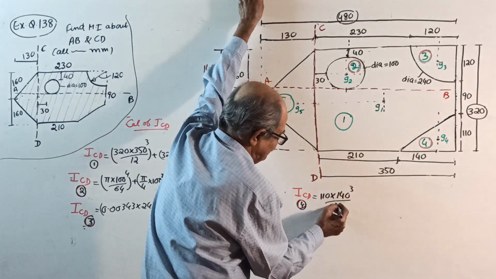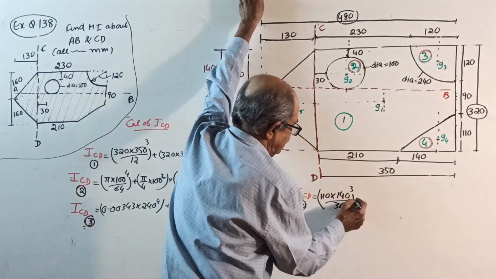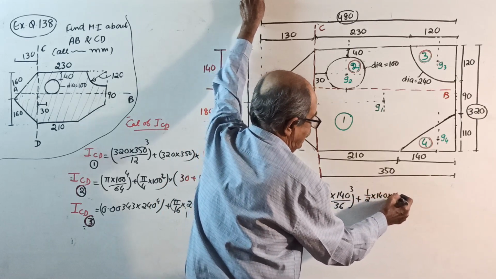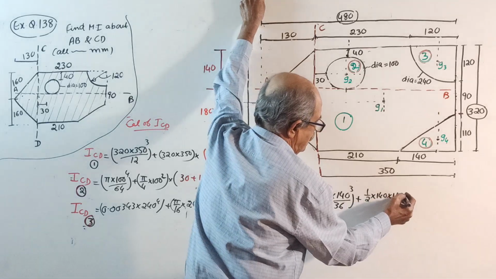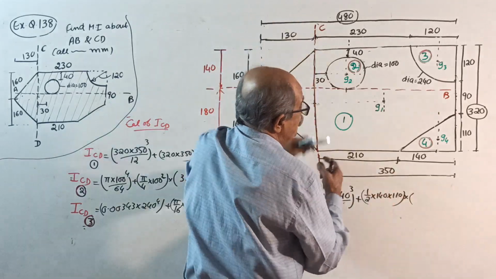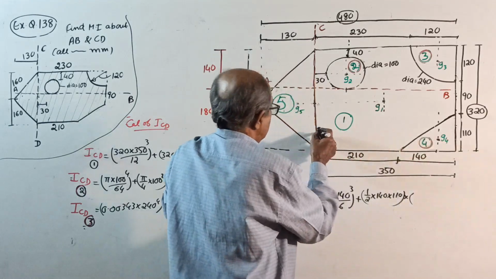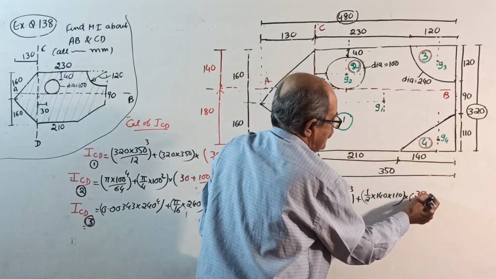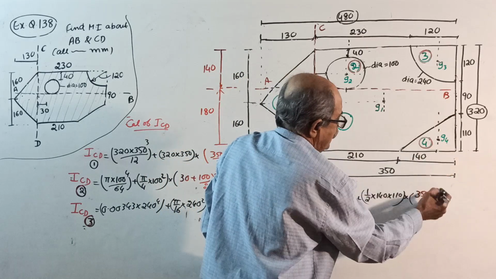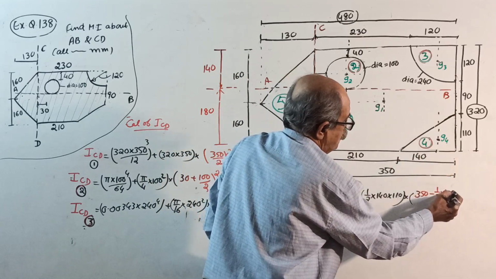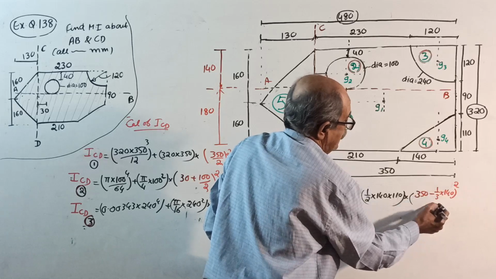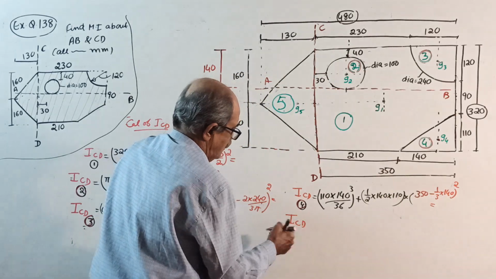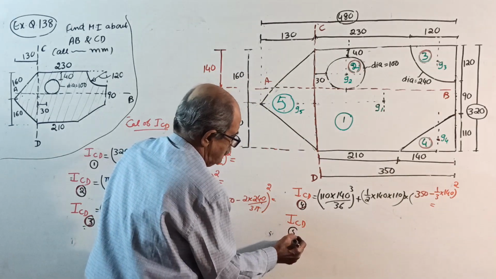By mistake I was about to write 12, because there are too many rectangles. Ig plus area, half into 140 into 110 is the area, into this distance squared, which is 350 minus 1 by 3 of 140 whole square. Calculate. Lastly, I about CD for part number 5.